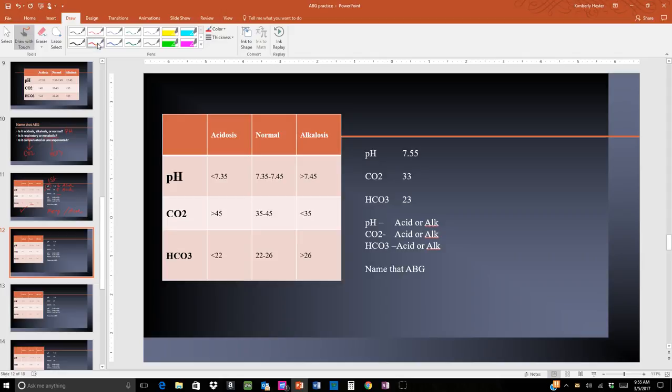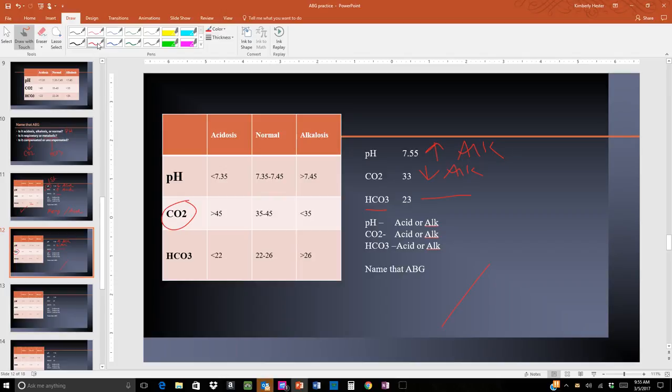We've got a pH of 7.55, and we can see that that is elevated. So that is alkalotic. And our CO2 is 33, which is low. And a low CO2 represents alkalosis as well, because remember, too much CO2 is acidotic, too little is alkalotic. So let's look at our bicarb. Our bicarb, again, is normal.